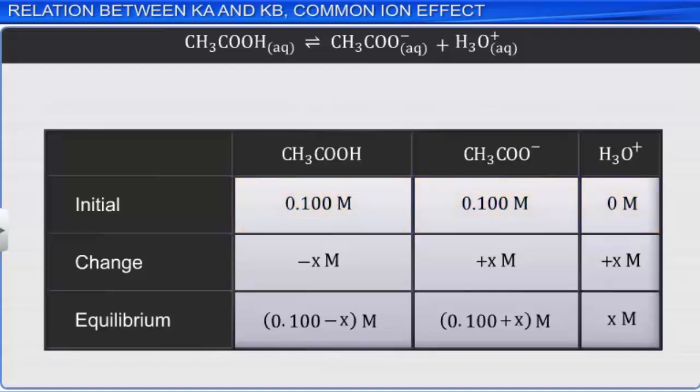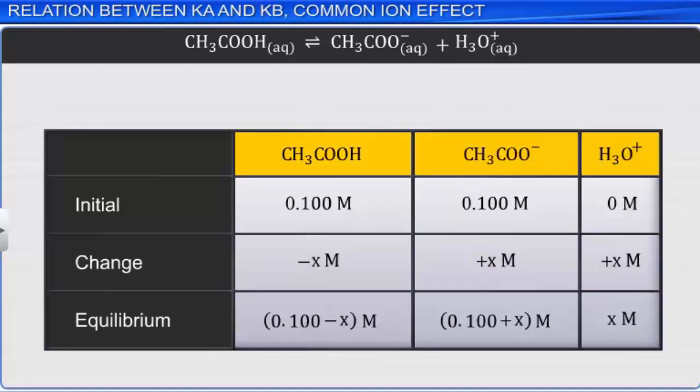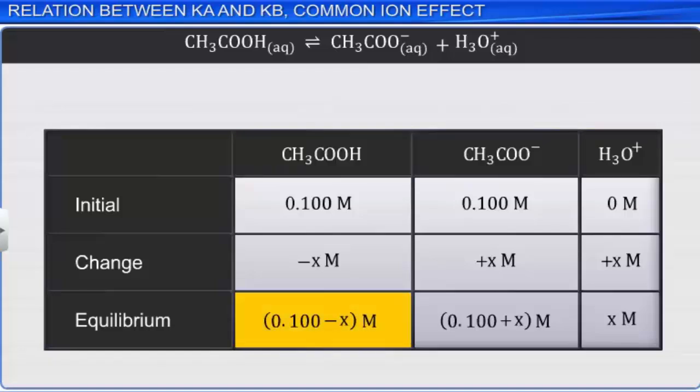The change in concentration after the dissociation of acetic acid is equal to minus X M for acetic acid, plus X M for H3O plus ion and plus X M for acetate ion. The equilibrium concentrations of CH3COOH, H3O plus ion and CH3COO minus ions are 0.1 minus X, X, and 0.1 plus X moles respectively.